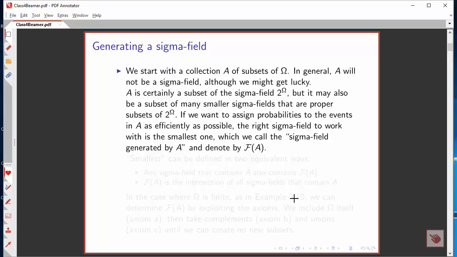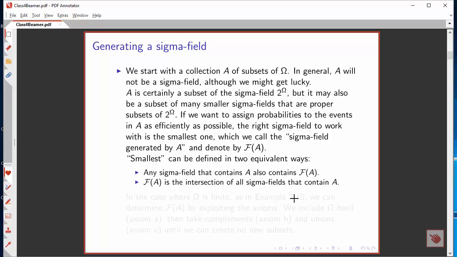What do we mean by smallest? Well, there are two equivalent ways of describing this. You can say any sigma field that contains A also contains F of A. So any other sigma field is at least as big as F of A, and F of A is therefore the smallest. Or equivalently, we just look at all the sigma fields that contain A and form their intersection. That intersection is the smallest sigma field.